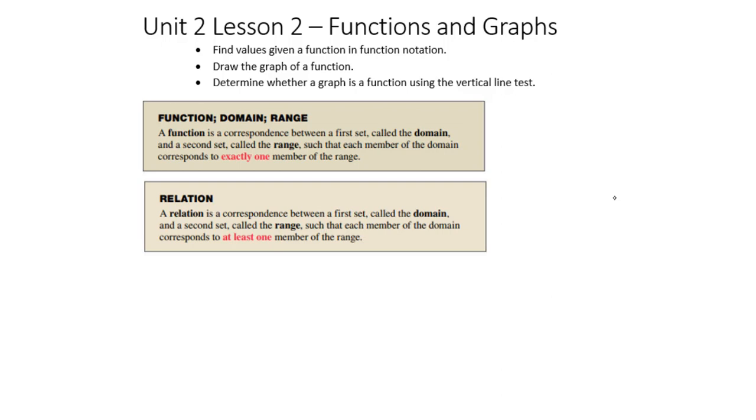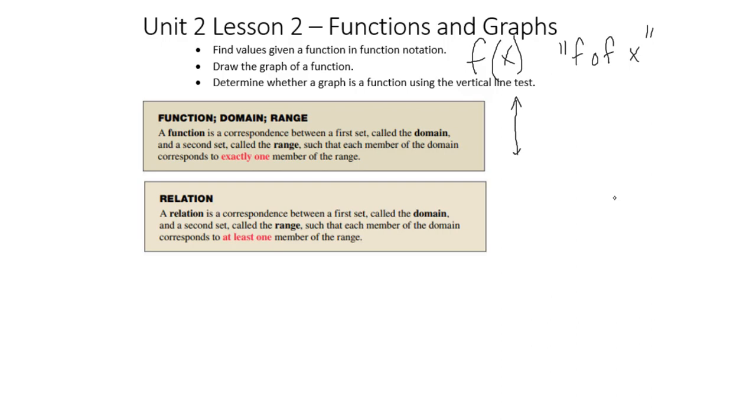I'm Professor Blackman. Today we're going to be talking about how to find values given a function using what is called function notation. It's given as f(x), and this is read as f of x. We're going to draw on graphs, and we're going to determine whether a graph is a function using the vertical line test. Remember, vertical lines are up and down.